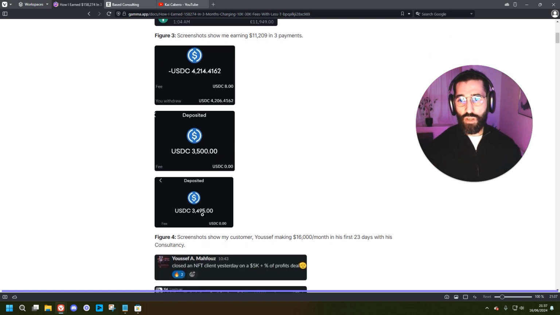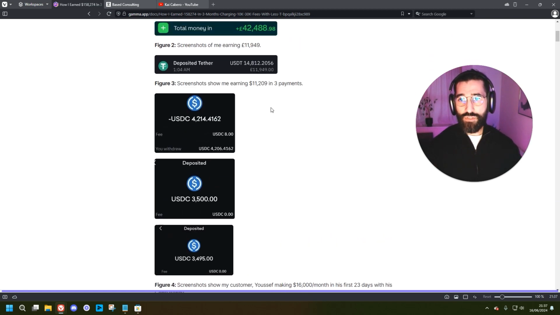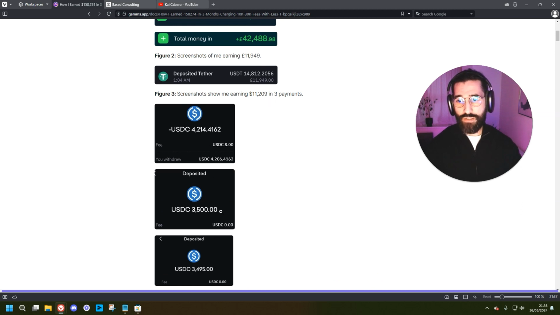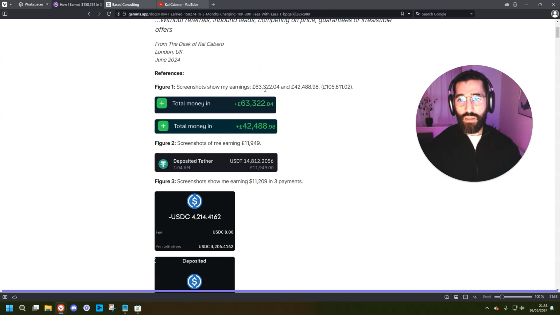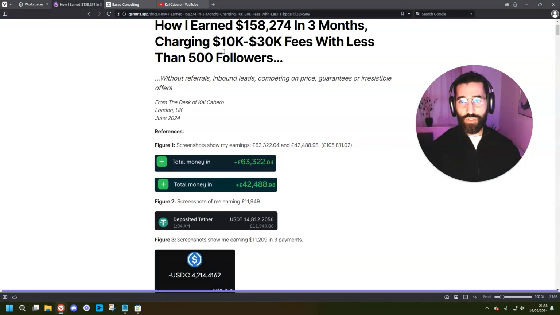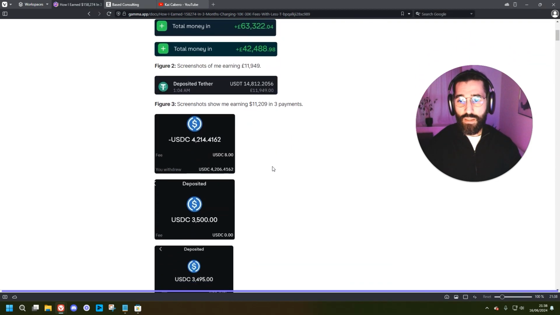These screenshots show me earning 11,209 in three payments. So we had a three payment split there. So it's like 22K there. We got 105K there. So we're just a little bit over 150K as well.